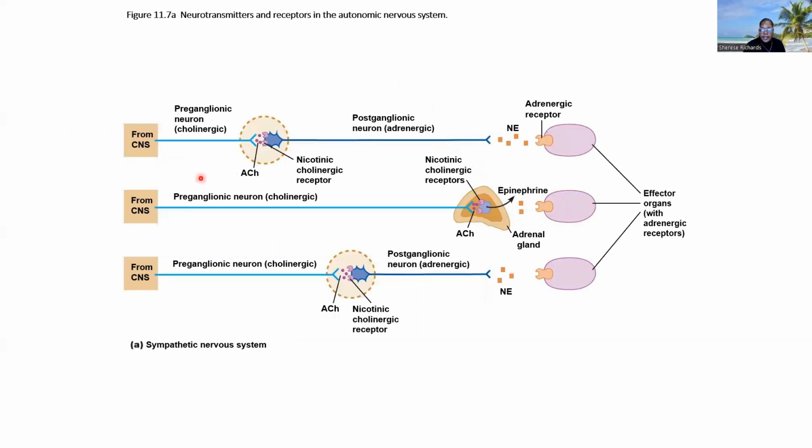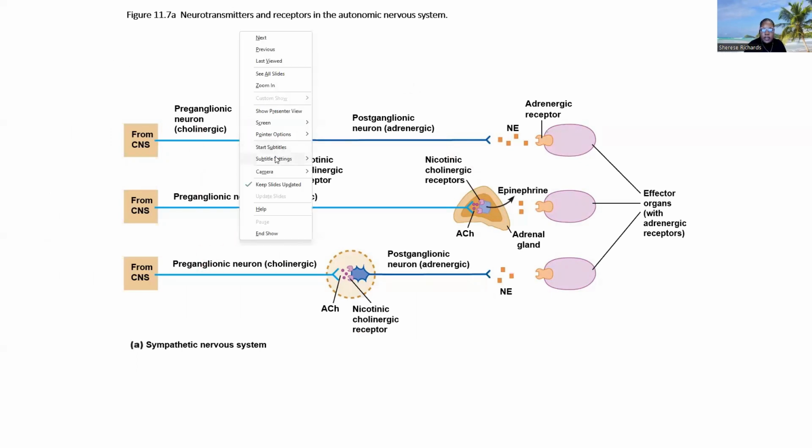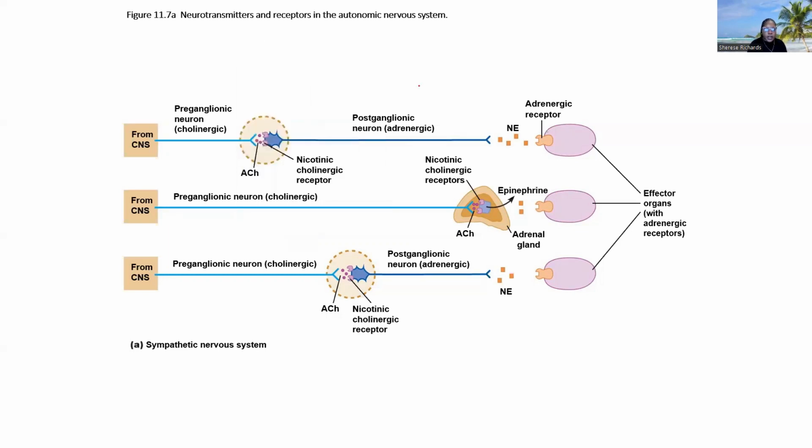So the rule is that all preganglionic neurons always release acetylcholine. And we can see that here, right? Here are our options for the sympathetic nervous system. Our three options or three routes of communication. One is to a ganglia that is a part of the sympathetic chain. Here is to the adrenal medulla chromaffin cells. And then here is to a ganglia that is a collateral ganglia, right? Not a part of the sympathetic chain.